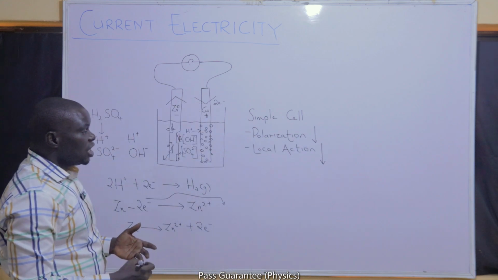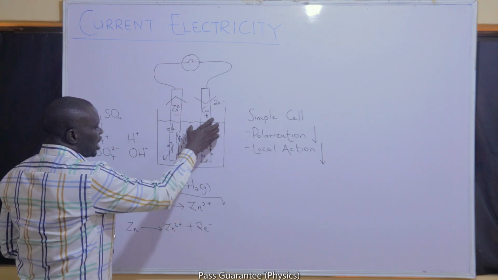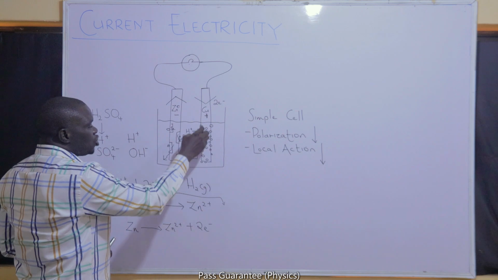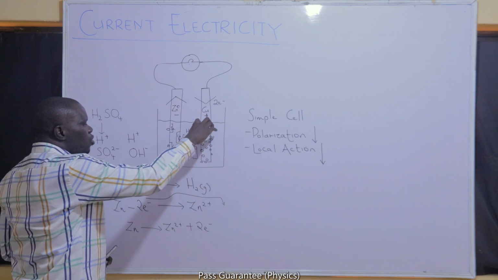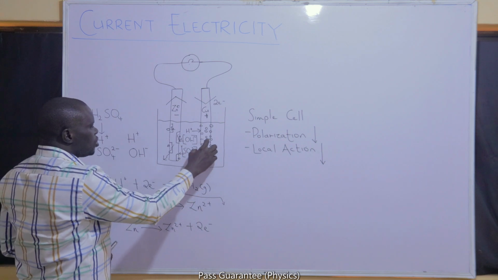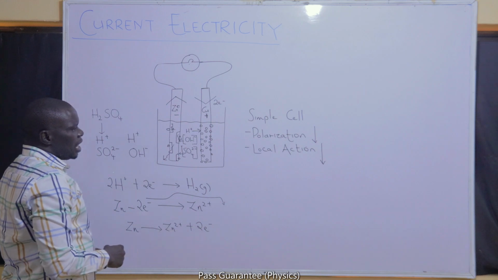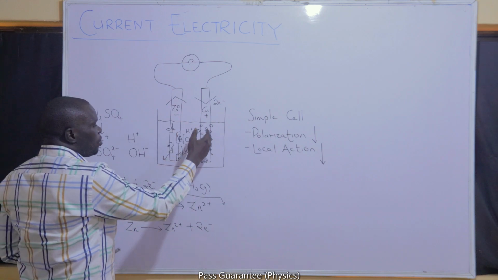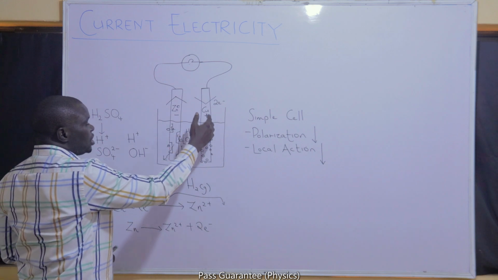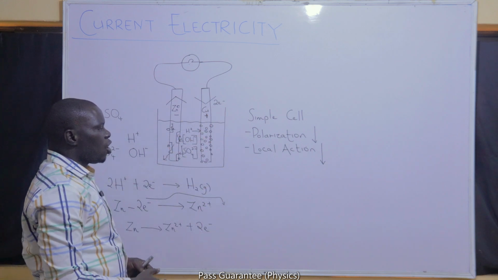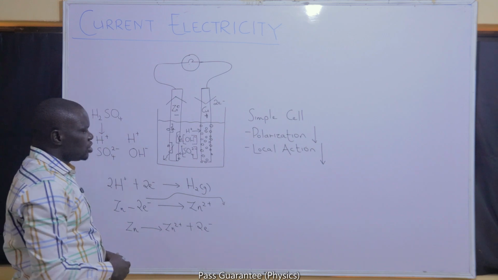Polarization can simply be reduced by supplying enough oxidizing agent around the positive electrode, such that as those bubbles are formed, the oxidizing agents will reduce them to water, and they go straight into the solution instead of disturbing the proper contact of the electrolyte with the copper electrode. Those agents that help us convert most of these hydrogen bubbles to water are called depolarizers. Depolarizers are generally components that are very rich in oxygen.